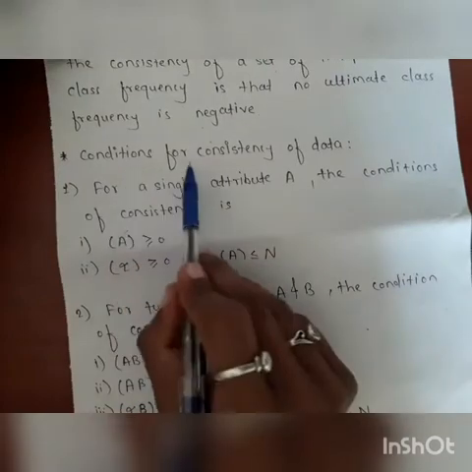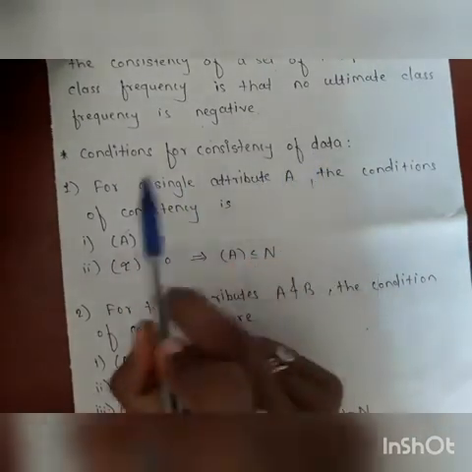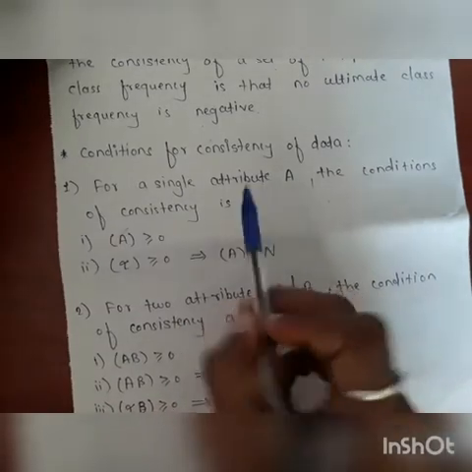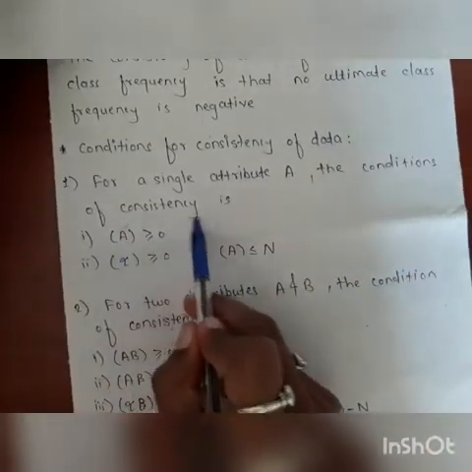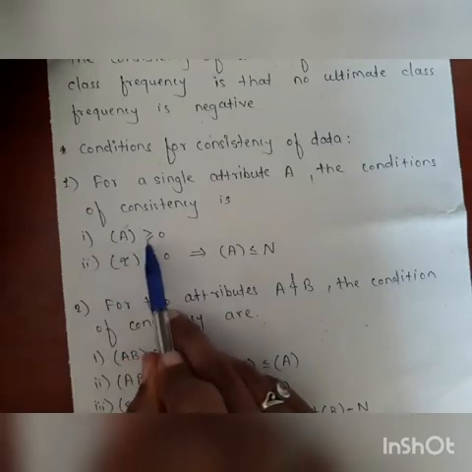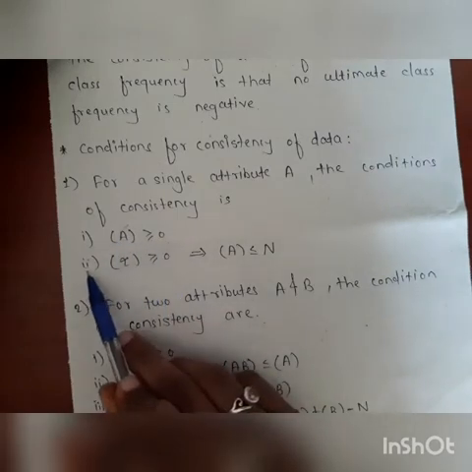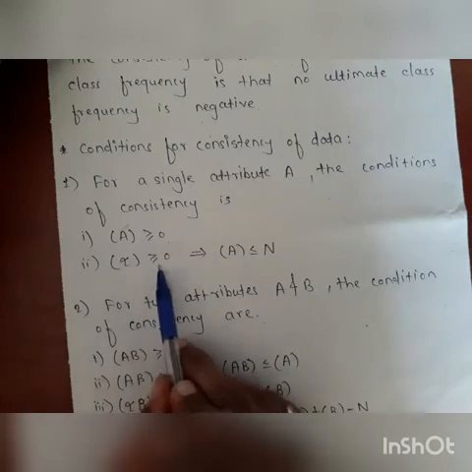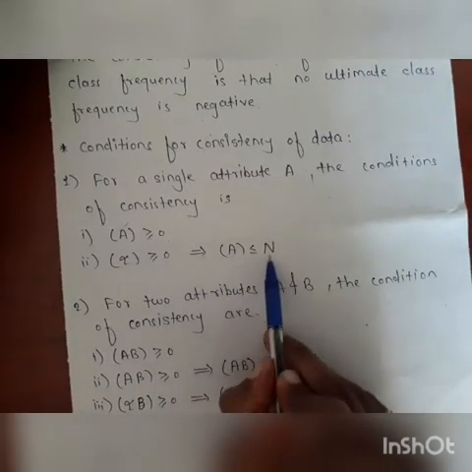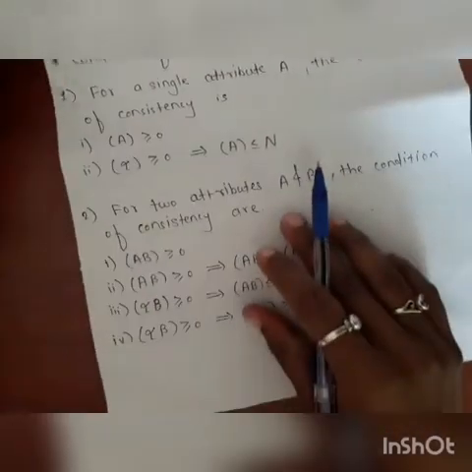Next, conditions for consistency of data. First condition, for a single attribute A, the condition of consistency is (A) greater than or equal to 0. Second, (α) greater than or equal to 0, which implies (A) less than or equal to capital N.